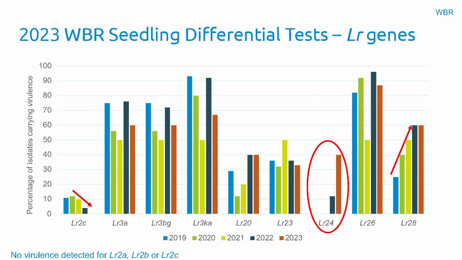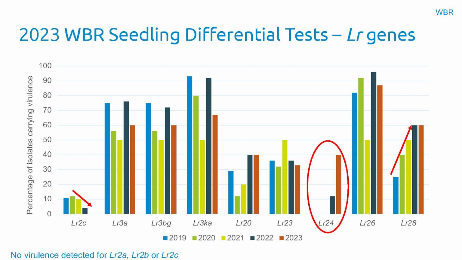You can see virulence for LR2C, that one has declined. It wasn't detected in my 2023 samples. Virulence for LR24 has increased. You can see it's gone from 12% in 2022 and shot up to 40% in 2023. Before 2022, we hadn't seen virulence for LR24 since about 2017. So that's definitely a change in the brown rust population there.